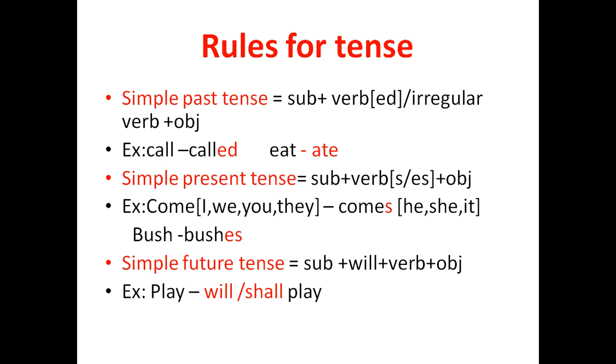Next, simple future tense. Subject plus will plus verb plus object, or else shall plus verb plus object. For example, play, will or shall play. Children, here I need to tell you one thing. Before you learn the three tenses, you should memorize all of these, which helps you to understand the exercise and the three tenses.